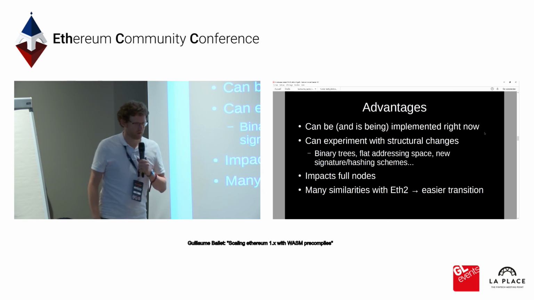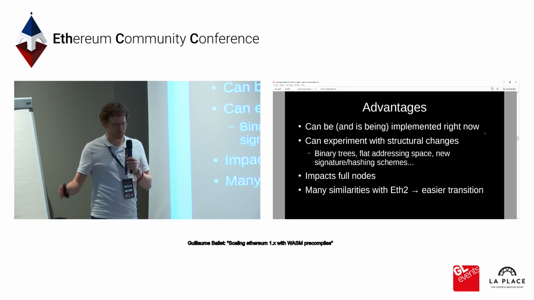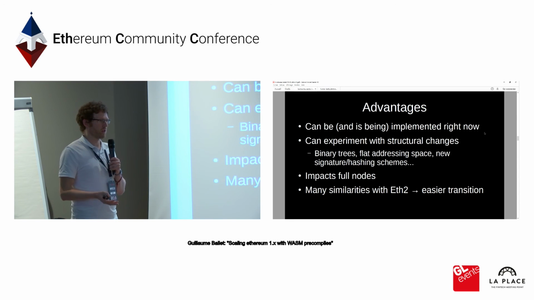So the advantages of this approach, well, it's that it can basically be implemented right now. You cannot really hack the state root, but you can just have a state of just 32 bytes to hold the hash. So you have a very simple tree that contains the root of an off-chain tree. And then you can start experimenting with every change you want, like those currently being discussed for Stateless and for ETH2. So if you want to use binary trees, if you want to use fancy signature schemes, you can.